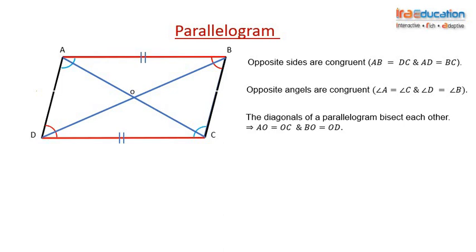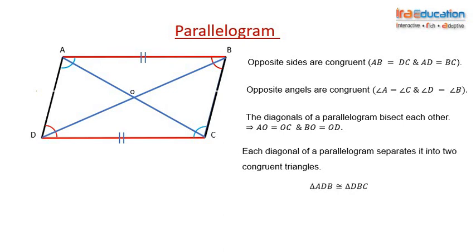Additionally, the diagonals of a parallelogram also divide the shape into two congruent triangles. This means that the two triangles created by the diagonals are the same shape and size.